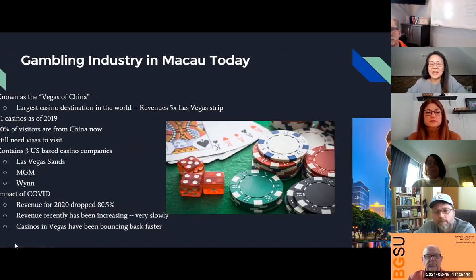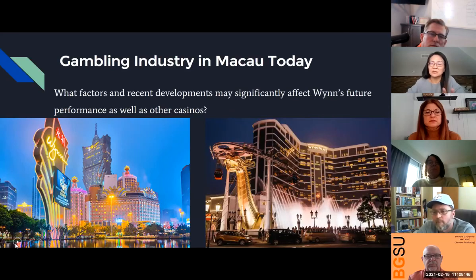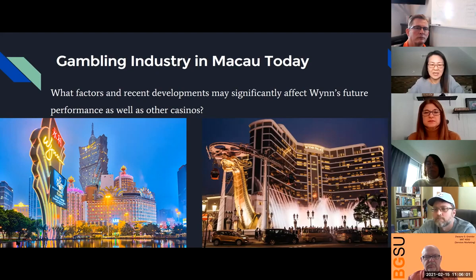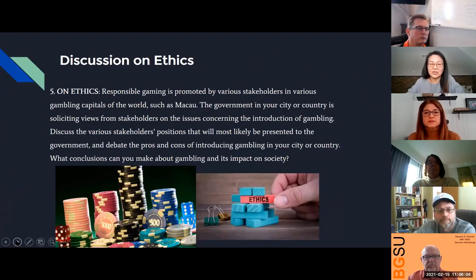And following that, they ask more questions about what factors in recent development may significantly affect the performance, as well as other things. So this, again, is open to the whole classroom, no more breakout discussion. And another question is about ethical issues. I'm not going to read this, but it's about the ethical issues related to the companies and also decision makings.